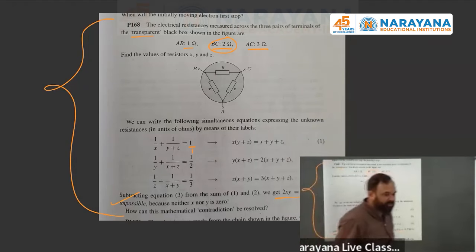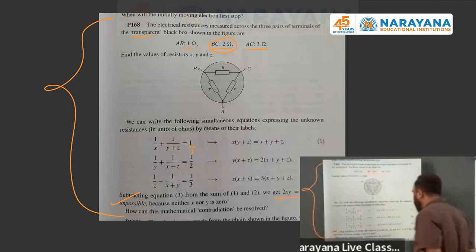He's saying this is impossible because neither x nor y is 0. So his question was, how can this mathematical contradiction be resolved? And I'm interested more in the theoretical viewpoint of the problem.